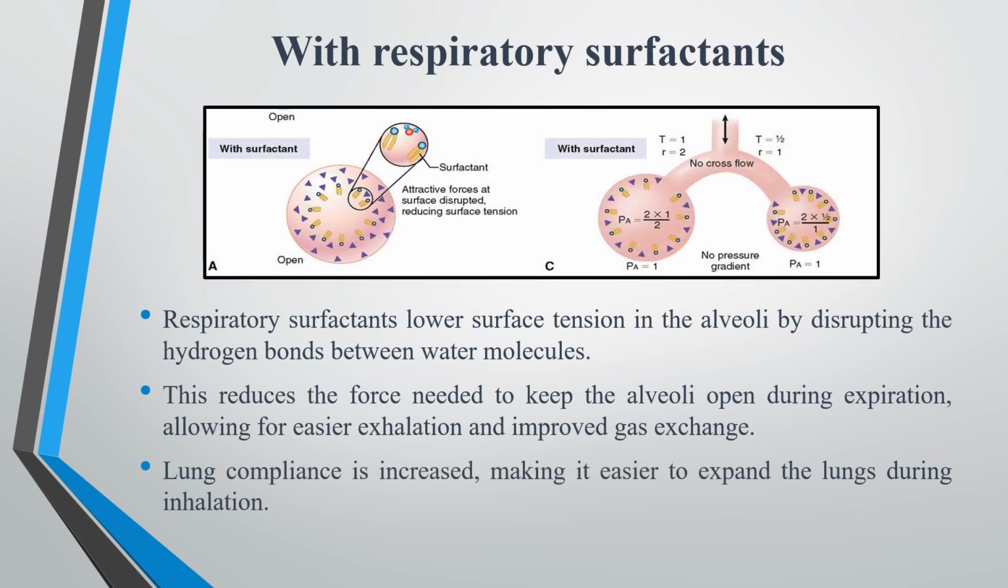Respiratory surfactants work by reducing the surface tension of the fluid lining the alveoli, which are tiny air sacs in the lungs where gas exchange occurs. Without these surfactants, surface tension in the alveoli is high due to the presence of water molecules. Surface tension causes the alveoli to collapse during expiration, making it difficult to exhale air and leading to reduced gas exchange in the lungs. Lung compliance is decreased, making it harder to expand the lungs during inhalation. Additionally, respiratory surfactants also play a critical role in protecting the lungs from infection and other types of damage.